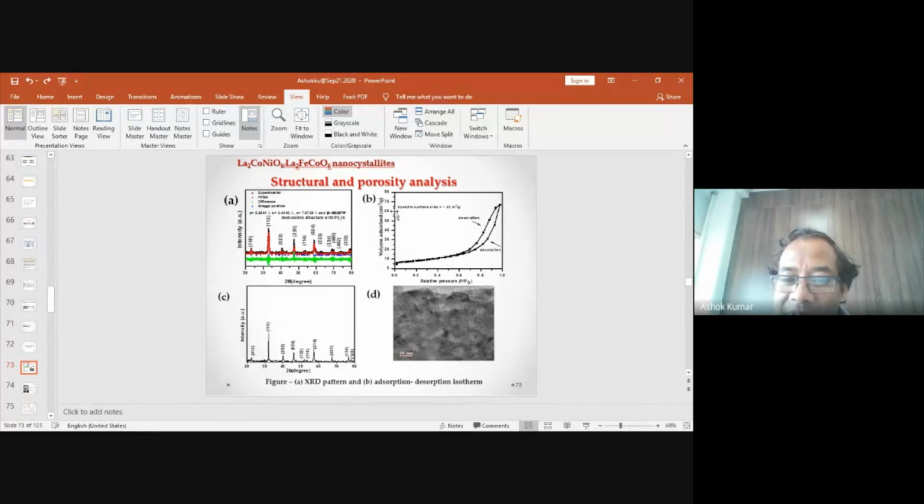Whatever you are measuring here, volume adsorbed and relative pressure, that will give you a hysteresis loop, and that way you can know the pore size. Pore size means when these particles come in contact.